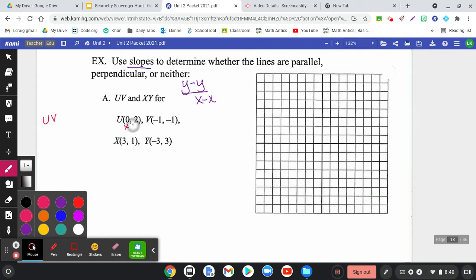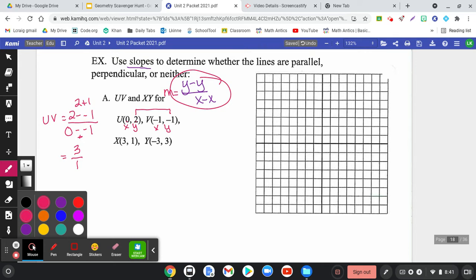All right, so we have x, y, x, y. So when we do our formula to find the slope, y minus y over x minus x. It doesn't matter what point you start with, but make sure the y's are on top. So 2 minus negative 1. And because I started with 2, I need to start with 0. So 0 minus negative 1. This ends up being 2 plus 1, which is 3. And this ends up being 0 minus negative 1, which is 0 plus 1, which is just 1. So the slope of UV is 3.